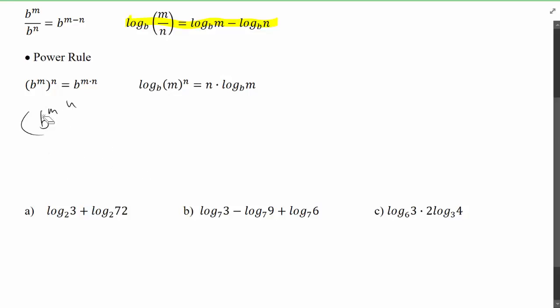The power rule is really useful in logarithmic functions because oftentimes you're going to have a scenario where you have this and you can't always raise both sides by b, which does not really work. So sometimes you just have to bring the n out here. So that would be equivalent.